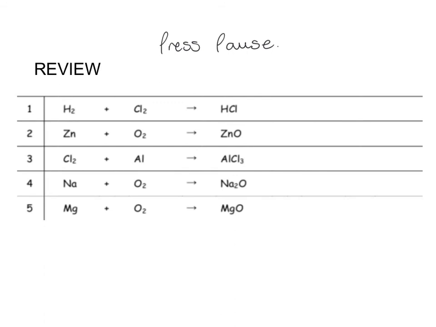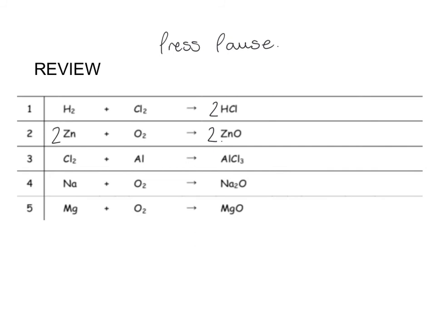Okay, so first one, I've got 2 hydrogens, 2 chlorines. On this side, I've got 1 of each. Nice, easy one, put a 2 in front. This then, I've got 2 oxygens on this side, 1 oxygen on this side. So I put a 2 in front. But then I've got 2 zincs on this side, so I'm going to need 2 zincs on this side.